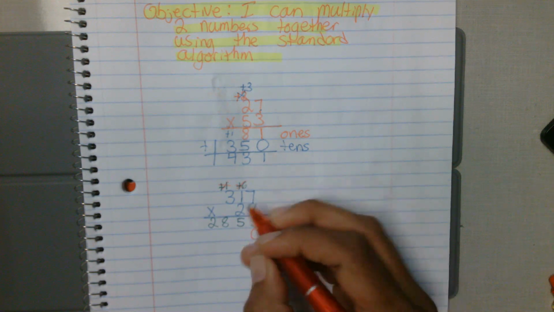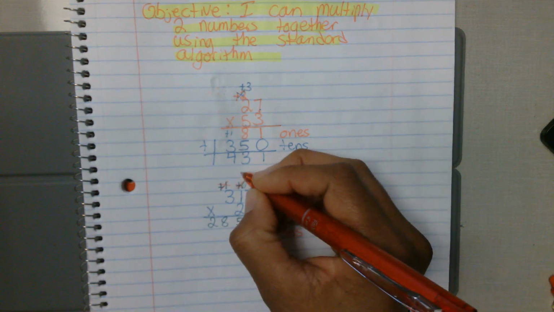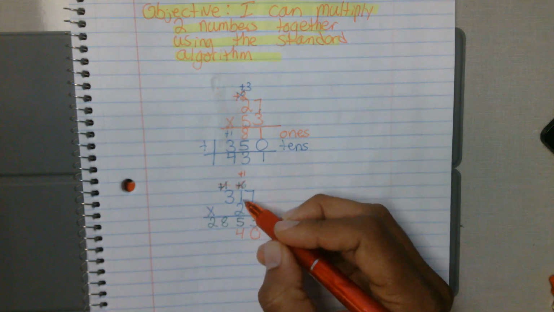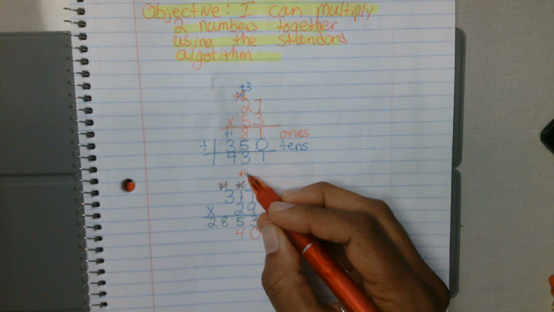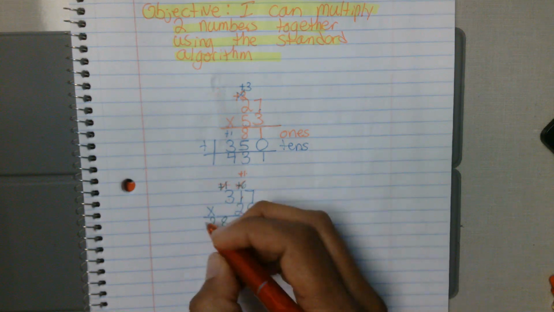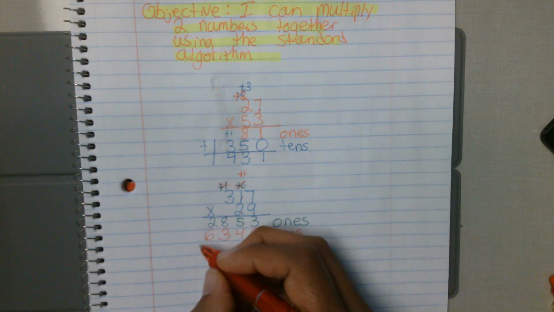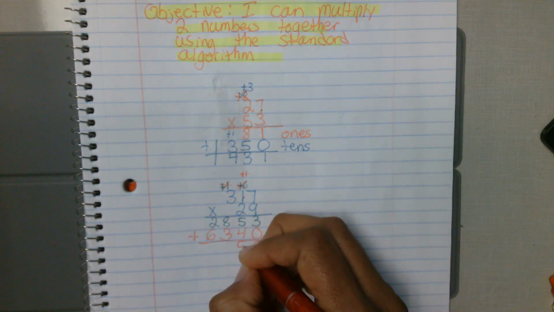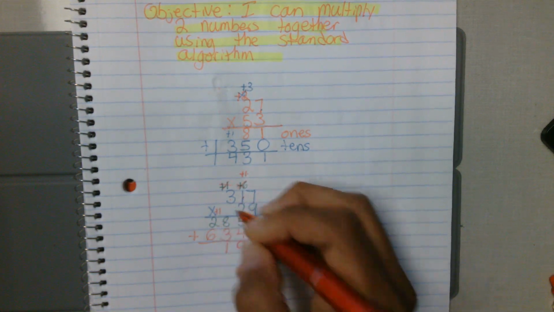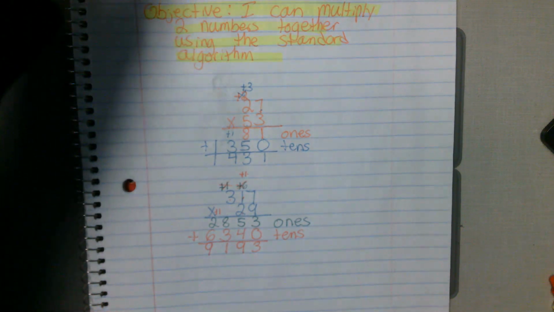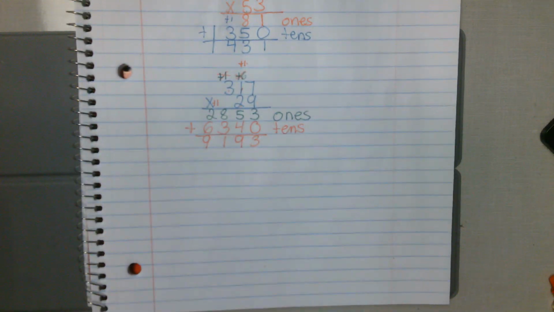2 times 7 is 14, so I put my 1 place, and I regroup the tens place. Go to the next place. 2 times 1 is 2, plus my 1 is 3. And then I go to the next place. 2 times 3 is 6, and I have nothing. So now I can add them because I've done every single one. So 3, 9, 11, regroup, 8, and 9. So my answer is 9,193.